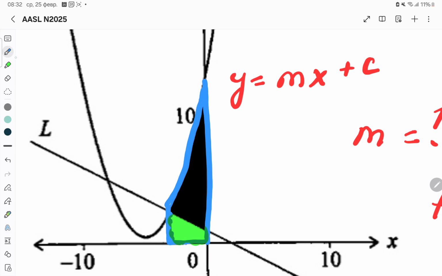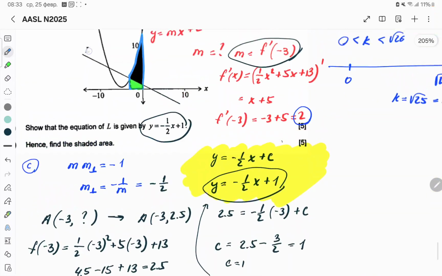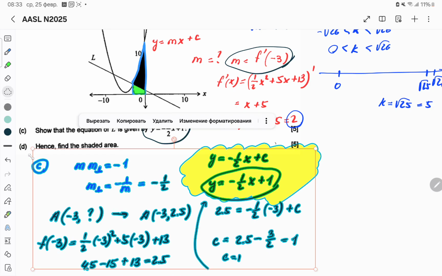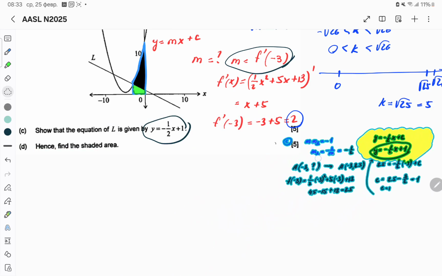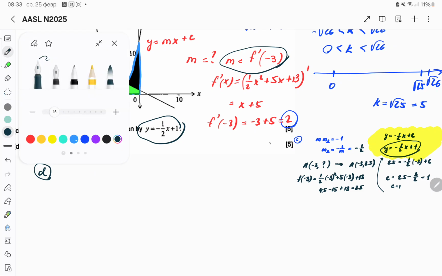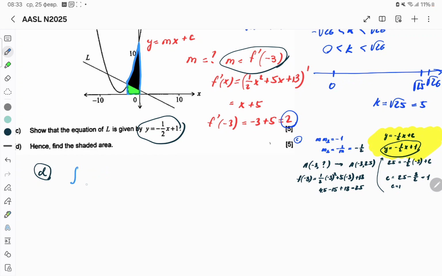So black is blue minus green. That is why it's actually an integral, right? So let's write it as an integral now. Let's squeeze it, this way, and let's put it here. Okay, now the integral. So now part D finally. It says that we have to find blue first. I will use corresponding colors. So from -3, we know that it's -3 to 0 of our function.